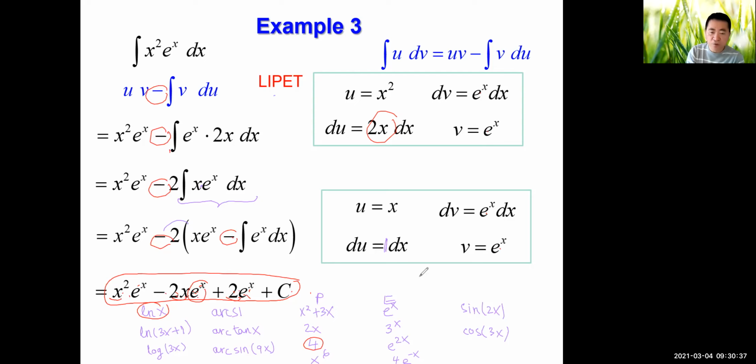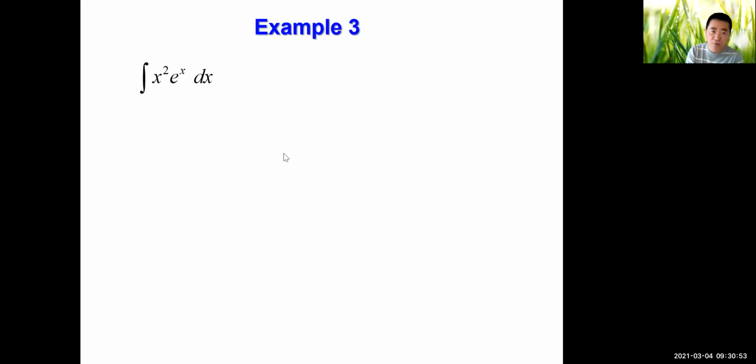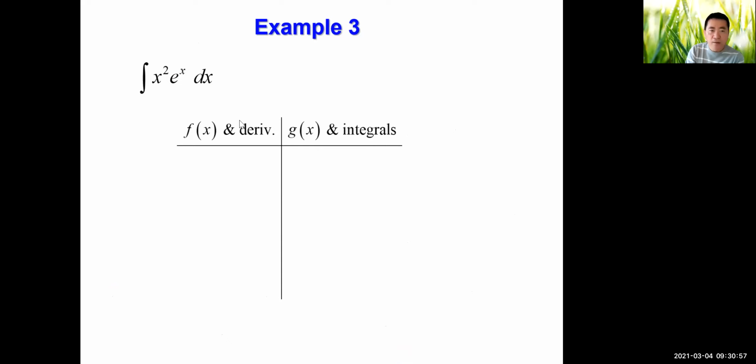Okay, and as I observe the patterns, that leads us to the following observations and the rule. Okay, so let's redo this with our observations. I'm going to write f of x and g of x. So assuming f of x is the first part, which is that one, and g of x is the e to the x in this case.